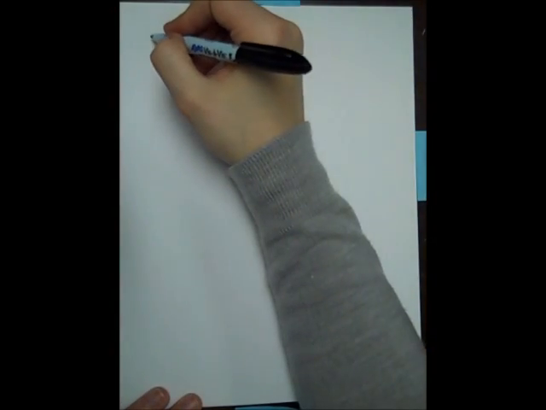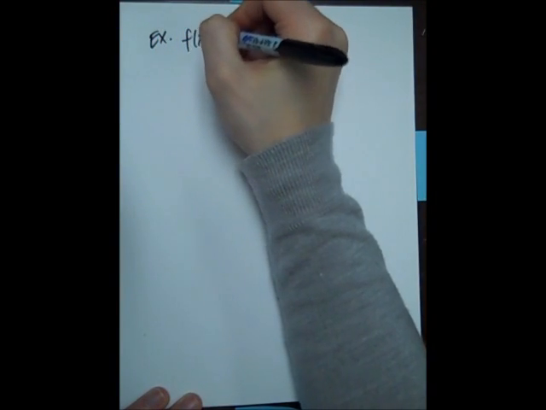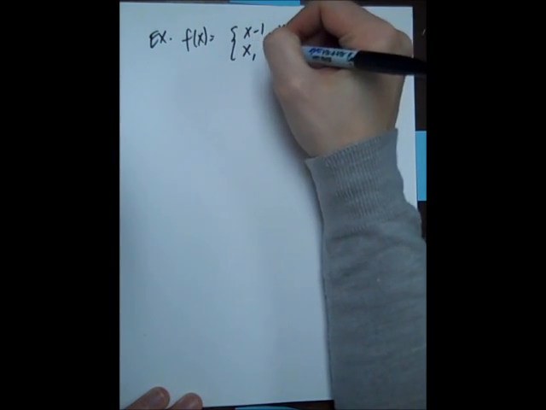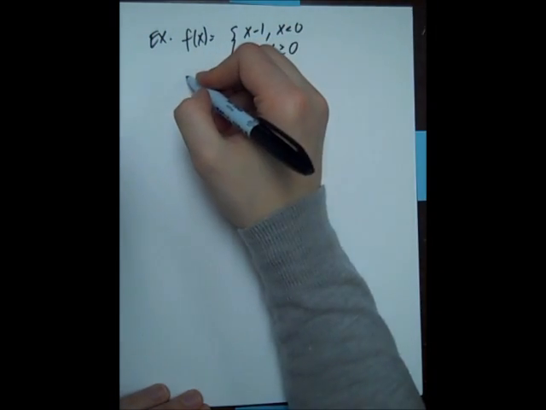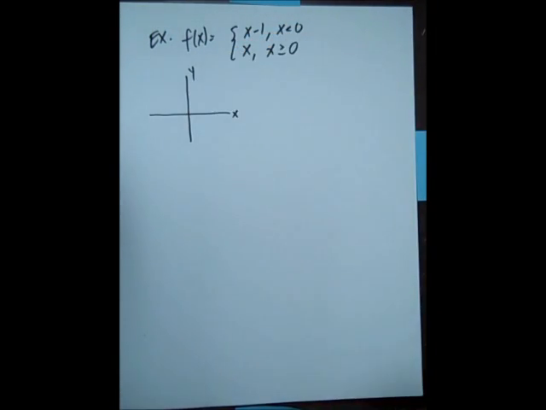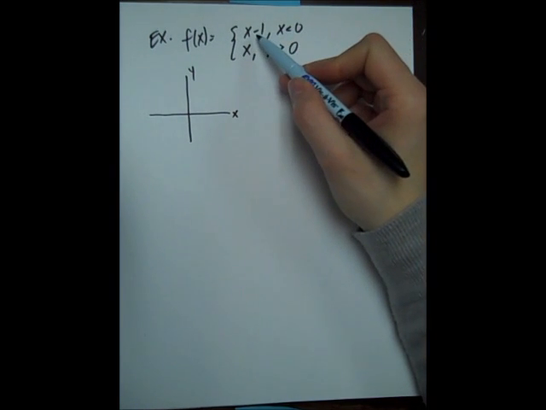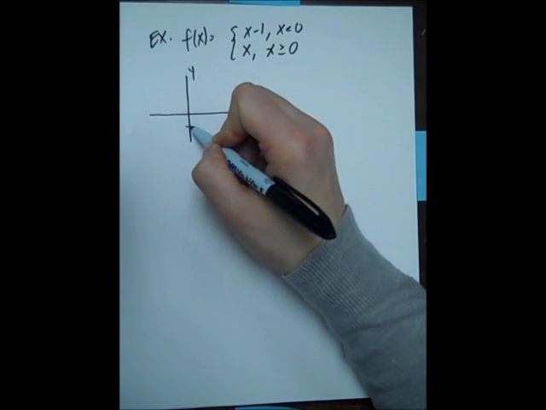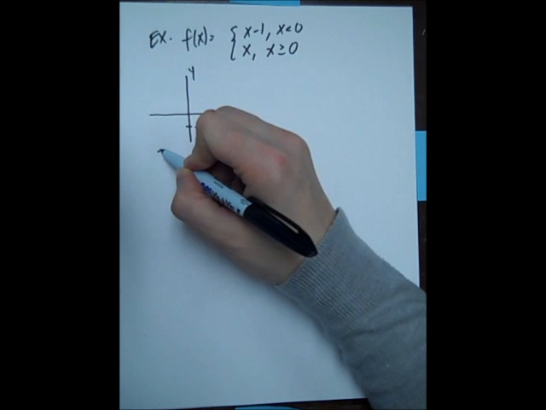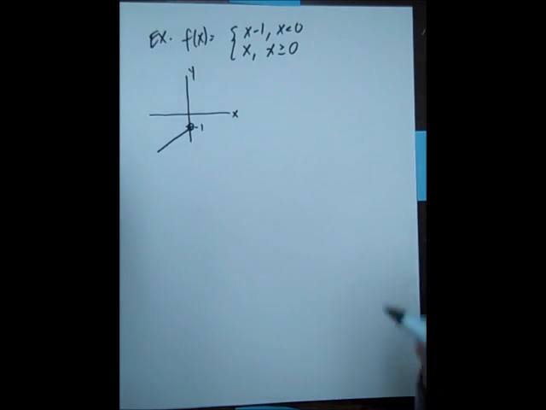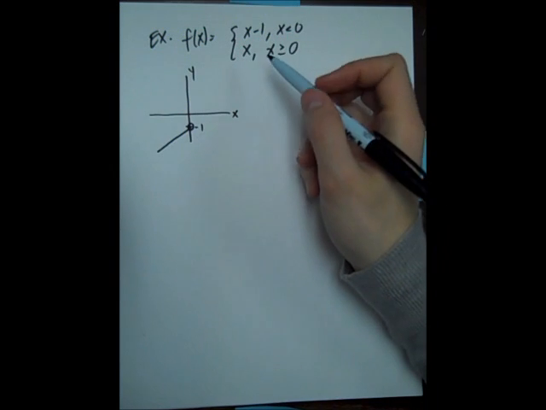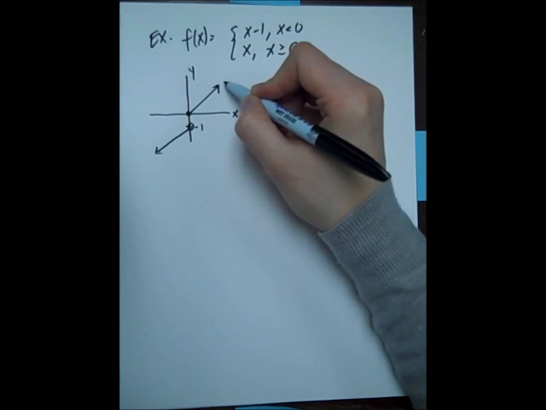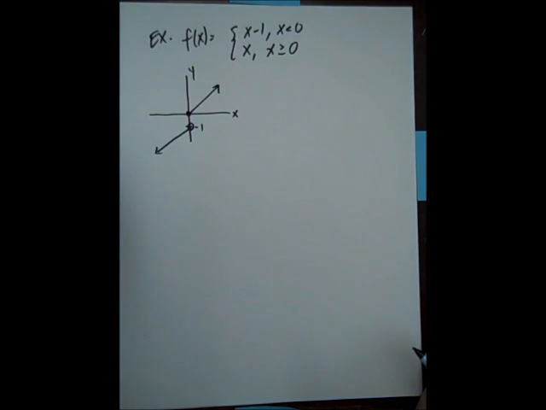Let's try another one. This time let's let f of x be x minus 1 for x less than 0 and x for x greater than or equal to 0. So let's graph this. This says that I should graph the line x minus 1 for x less than 0. The graph of x minus 1 is a line with a y-intercept of negative 1. So it looks like that. And I don't want to include the point at 0. And then I want to travel along the line y equals x for x greater than or equal to 0. Okay, so there's my function.